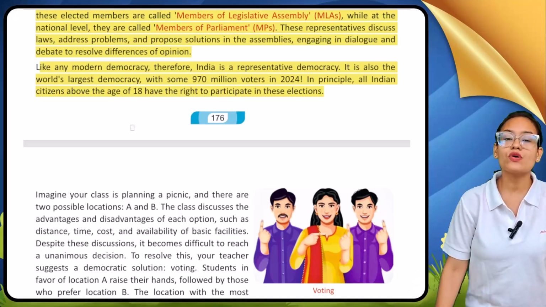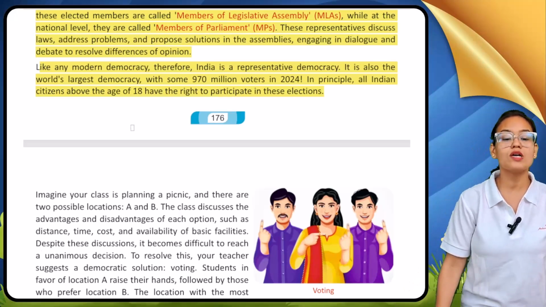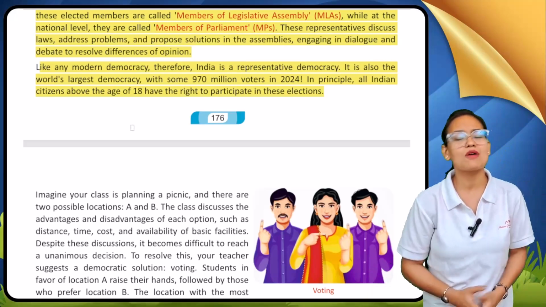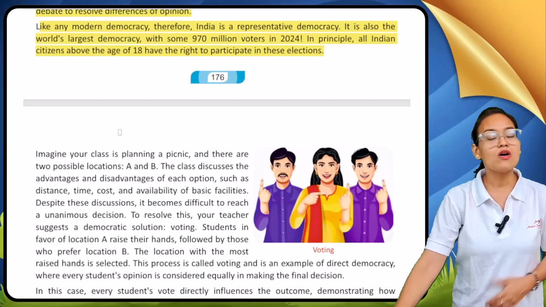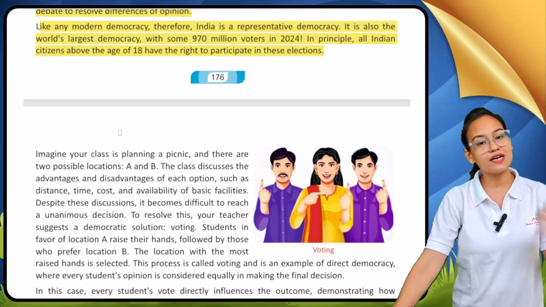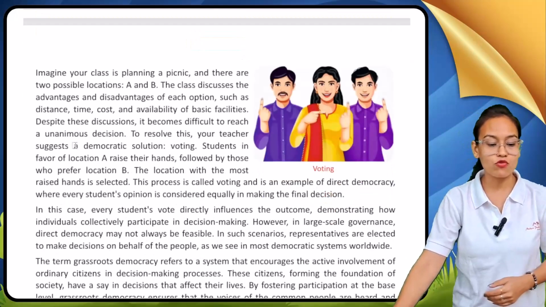So you all know India is a democratic country. It is also the world's largest democracy. We all know our country India is the world's largest democracy. Now, all the citizens of India who attain 18 years of age can vote.